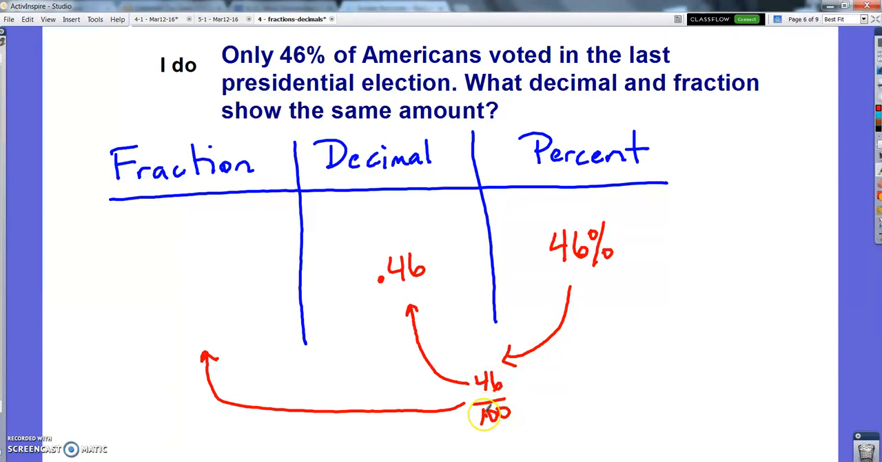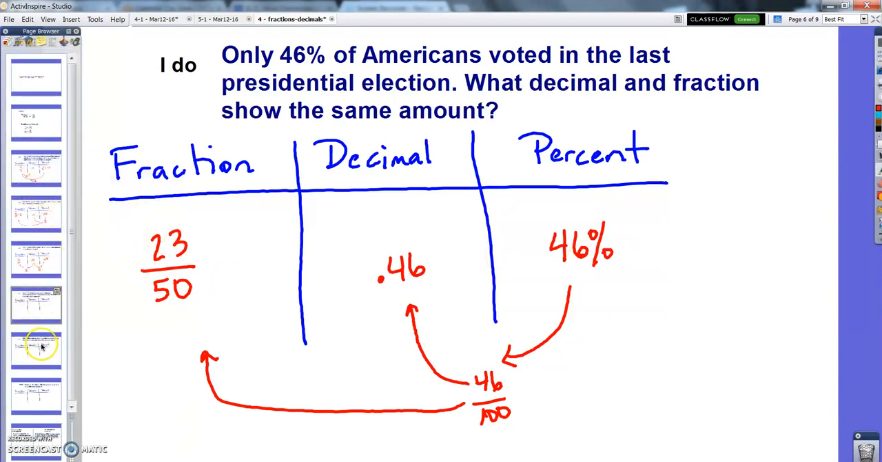So 46 out of every 100, let's see, I know I could at least divide the numerator and the denominator by 2. So why don't I do 2? That would give me 23 50ths. And I think 23 is prime. So 23 out of every 50 Americans voted, or 46% of Americans voted, or 46 100ths of Americans voted. All right, so that's just how I can go 3 different ways to show the same thing.